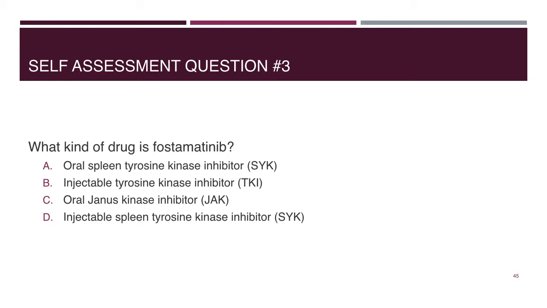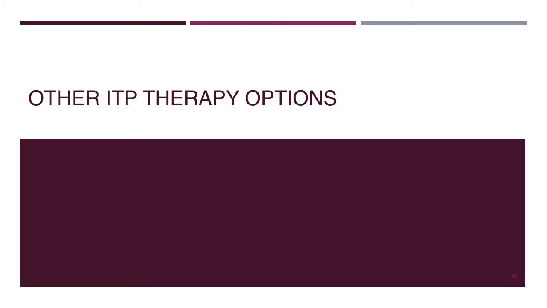The last self-assessment question here: what kind of drug is fostamatinib? The correct answer is A, an oral spleen tyrosine kinase inhibitor. I have also listed other treatments for completeness here.